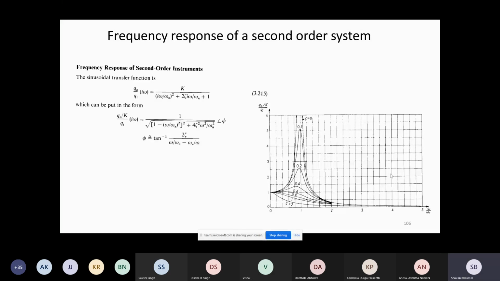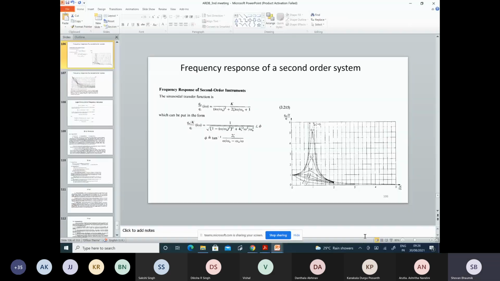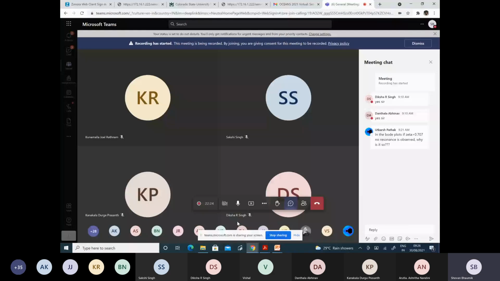Any query about the first method? Let me see. If anybody wants to ask anything, please don't hesitate. Students generally get a little confused in the frequency response. Okay, Utkarsh is asking something.